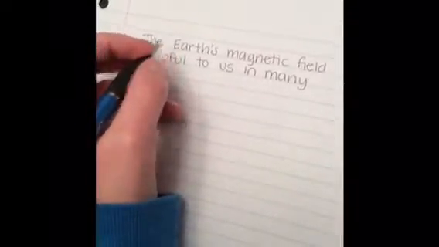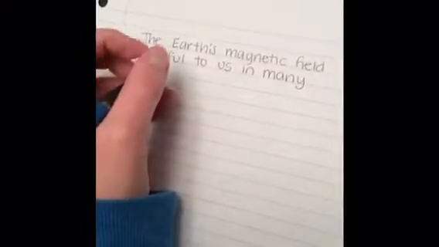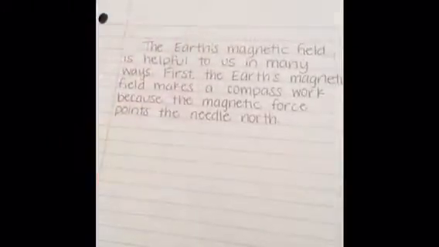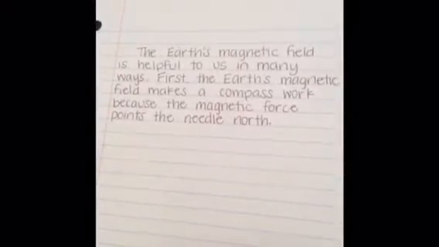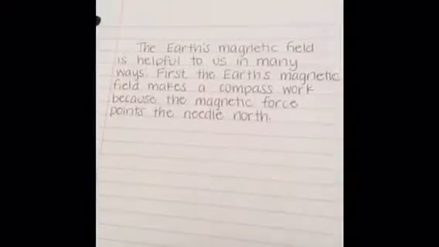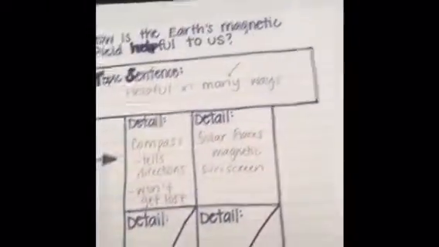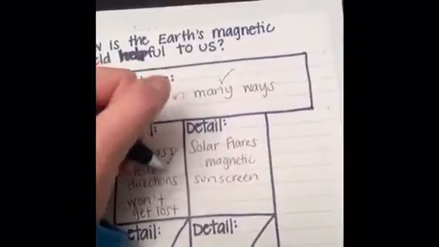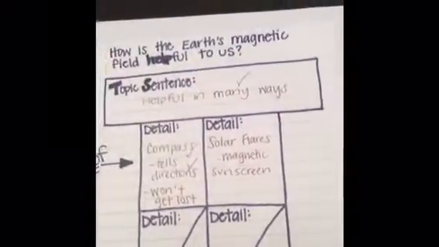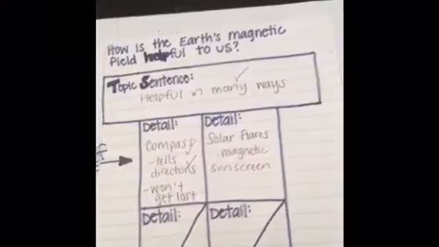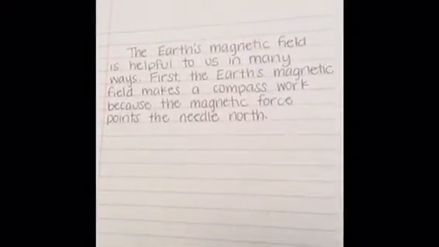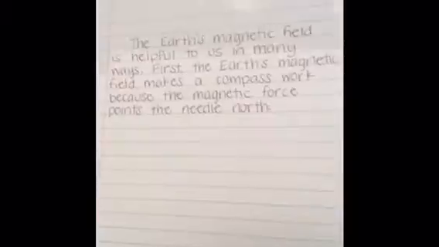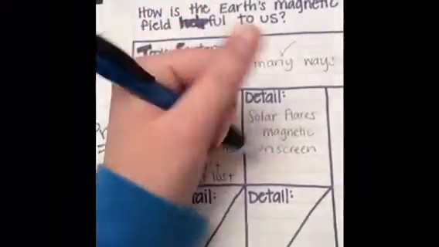So I will write a sentence about how a compass uses the magnetic field to give us directions. Okay, my sentence I came up with says, first, the Earth's magnetic field makes a compass work because the magnetic force points the needle north. Okay, so I've talked about a compass, and how a compass uses the field to tell us directions, and now I need to make a sentence on why that's helpful. So we won't get lost. I can say something like, if you know the direction of where you are with your compass, it will keep you from getting lost. So I wrote my last sentence about won't get lost.